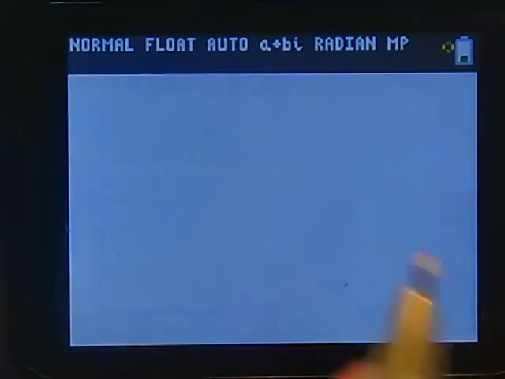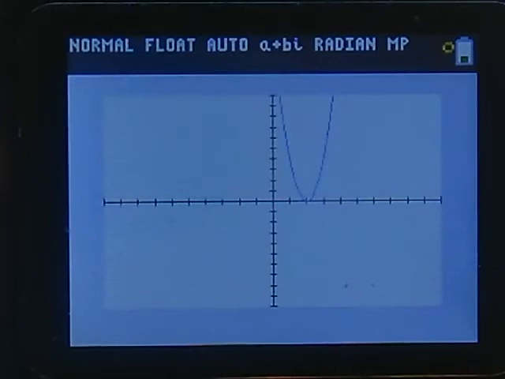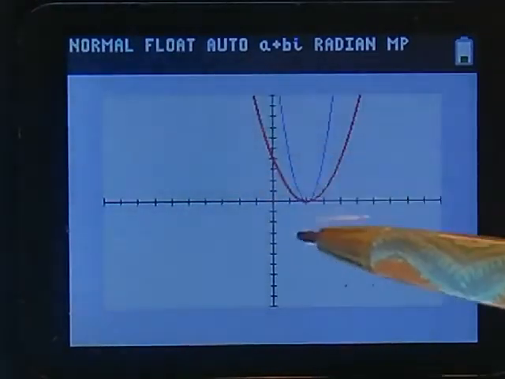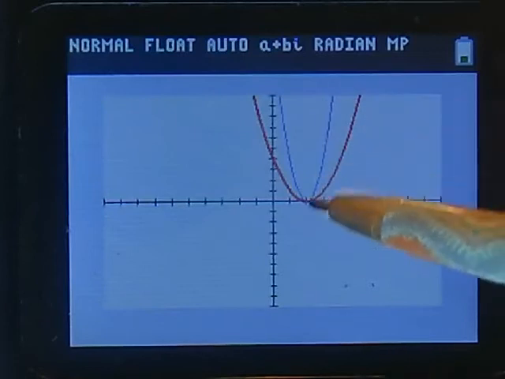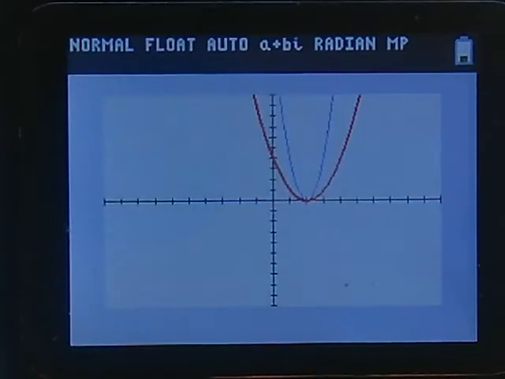Let's just verify that. Let's put this same function in here with a 1 instead this time, just to verify that the 4 caused it to stretch vertically. Yeah, the blue one now has been stretched vertically. The red one would be with a 1 as a, and our 4 has caused it to stretch vertically. Any number bigger than 1 will cause it to stretch. Any number between 0 and 1, a fraction, will cause it to squish down. Let's do one more.